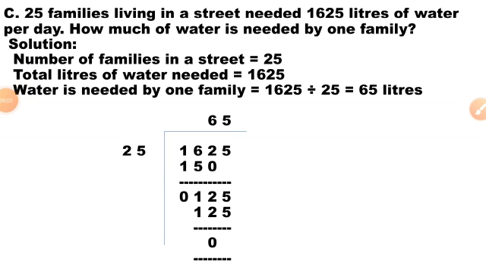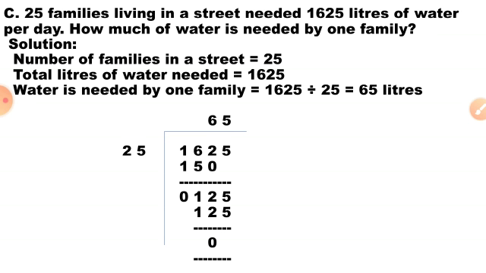So next one is 25 families living in a street needed 1625 liters of water per day. That means only one day. How much water is needed by one family? So here also they are indirectly mentioning each family. So it will consider what? Division. Let's write the solution for this.